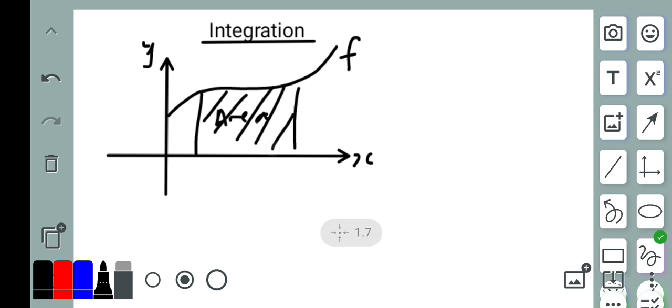This is a function and we are asked to find the area of this portion. How do we find the area of this portion? How do we go about it? This is one of the avenues where our integration comes into play.